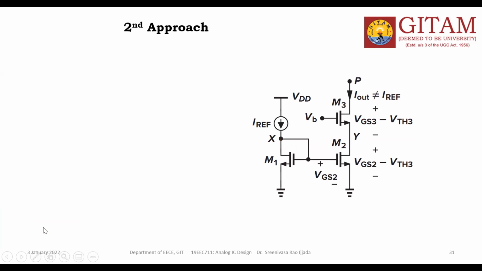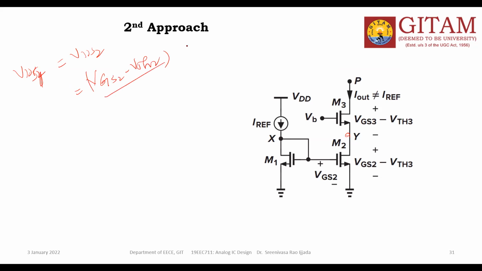So first, X means VDS1, the M1 transistor drain to source voltage. And Y is the second transistor drain to source voltage. So VDS1 and VDS2 must be equal. VDS1 is equal to VDS2, which is equal to VGS2 minus VTH2 plus H.